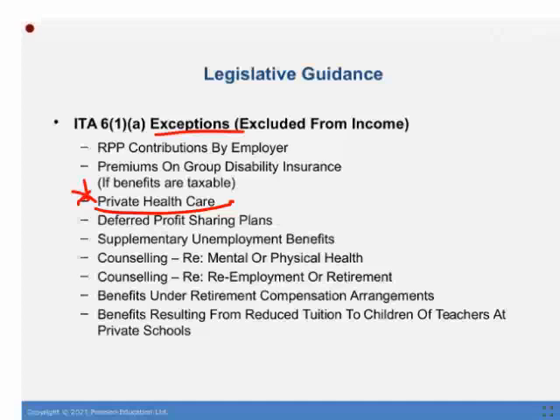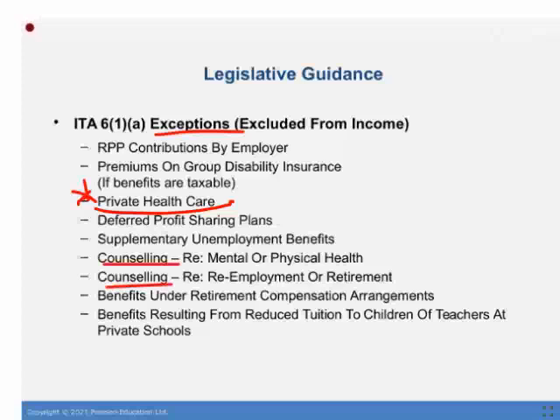Another one here, I'm just picking and choosing. There's a lot on the list. You can look through them. Counseling. So if your employer provides counseling, mental, physical health, that sort of thing, there are certain things here that we're allowing to be excluded and not included in income. It can get a little dicey here with health insurance, disability insurance.